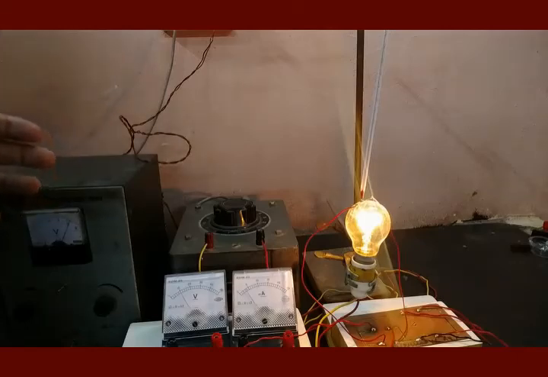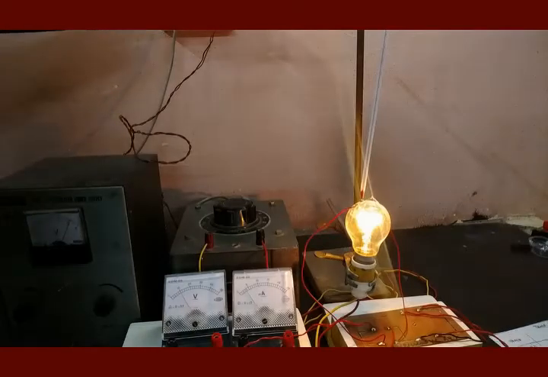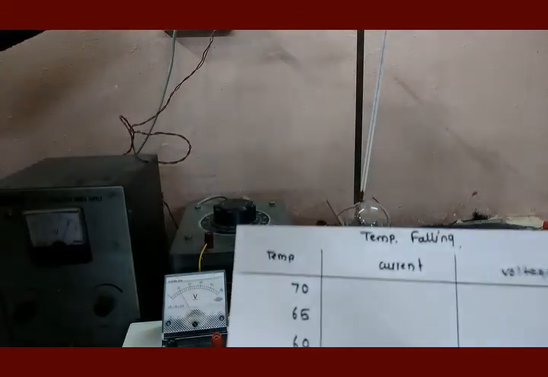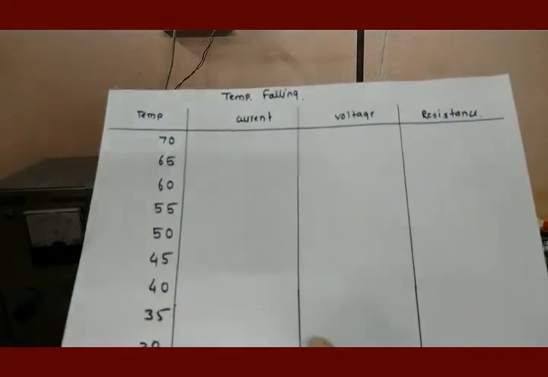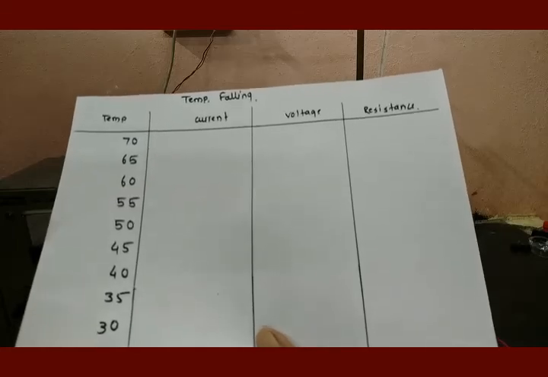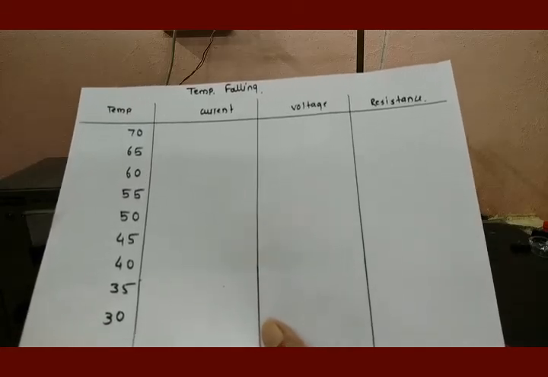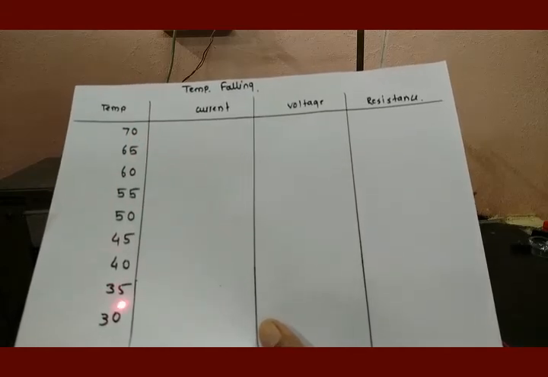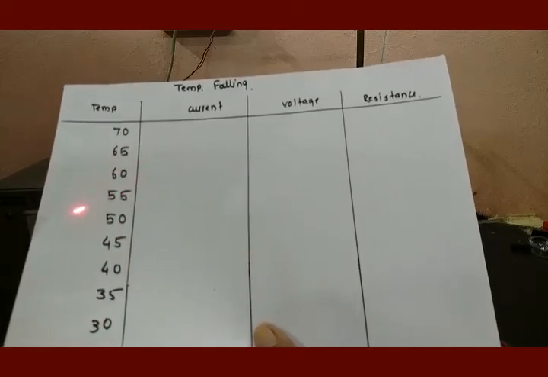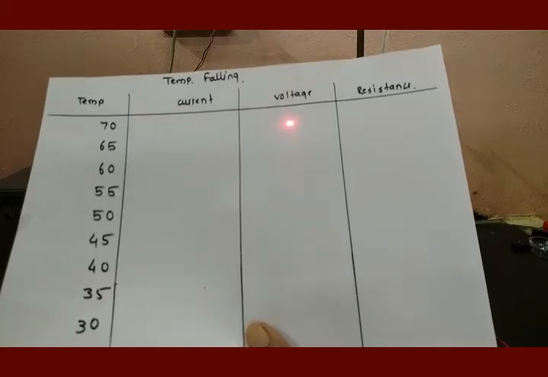So we have to take the reading of falling of temperature: 70 degrees Celsius, 65 degrees Celsius, 60, 55, 50, 45, 40, 35, and the final reading will be of 30 degrees Celsius. Corresponding current and voltages. Let me switch off the incandescent lamp. I am switching off the incandescent lamp. This is the table for falling of temperature. Temperature is falling, as you see, from 70 degrees Celsius to 30 degrees Celsius in steps of 5 degrees Celsius. We shall note corresponding current and corresponding voltage.